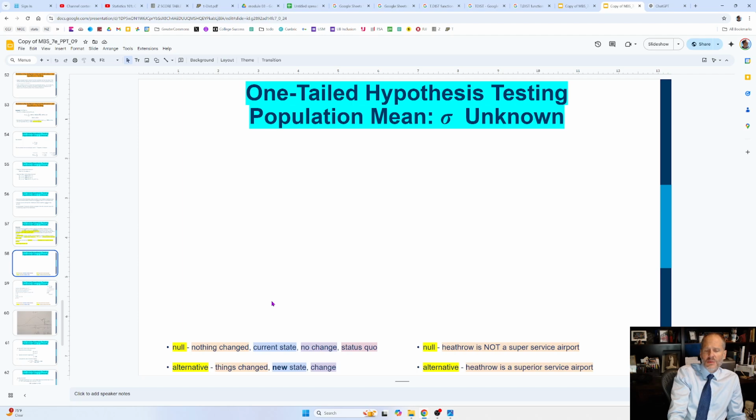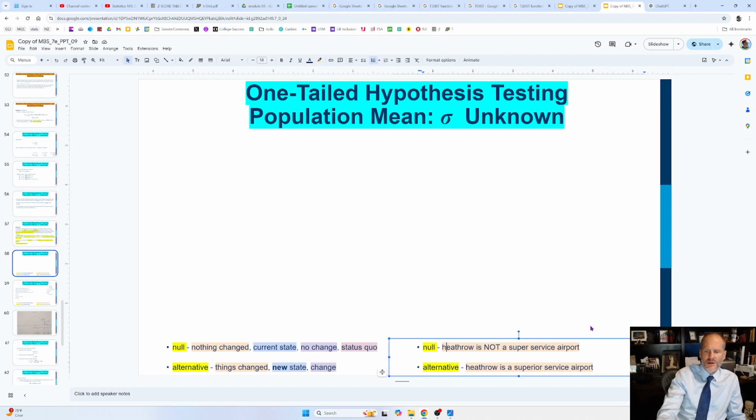hypotheses. If you remember, the null hypothesis is that nothing has changed. It's the current state. There's no change. It's the status quo. And the alternative hypothesis is that things have changed. There's a new state. There's change. So the current state right now is that Heathrow is not a superior service airport. And the alternative, which is the new state, the change, is that Heathrow is a superior service airport. So these are the guidelines we have for creating our null and alternative hypotheses.